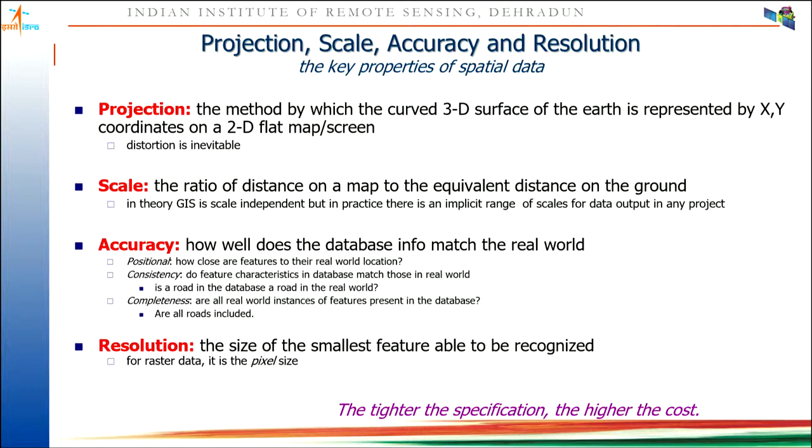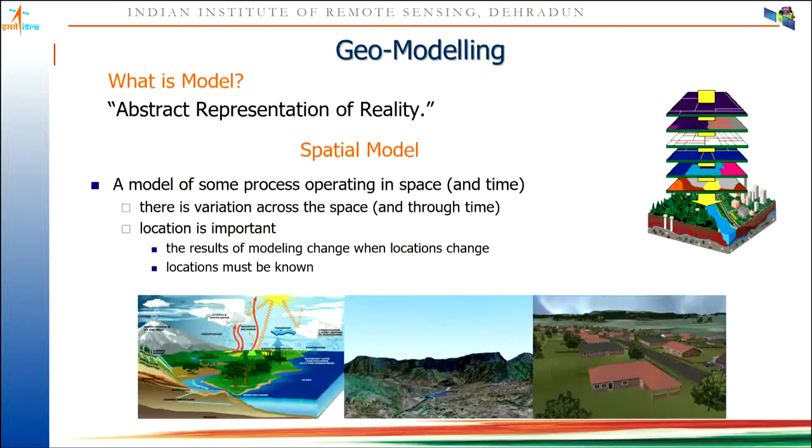And of course, the resolutions, where we discuss four types of resolutions. One is spatial resolution, which talks about the size of the smallest features able to be recognized by the sensor system. The others are spectral, radiometric, and temporal. These are the four types of resolutions that are very important and required to assess the accuracy or the quality of your data in the GIS or geographic domain.